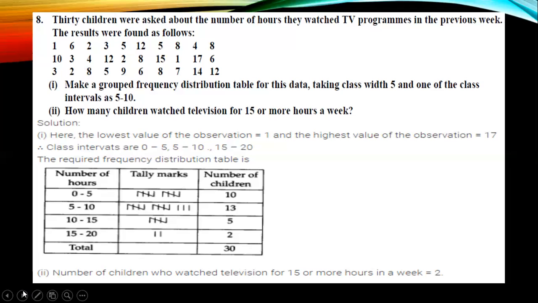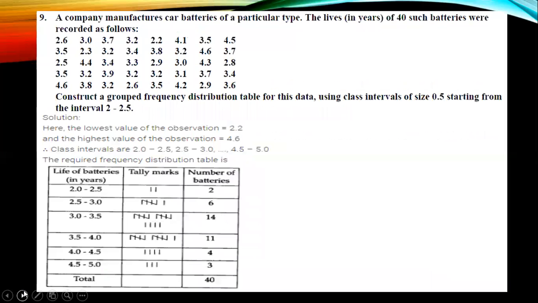Very similar to what we did with the previous 7 questions, the same you shall do with question number 9 also. Here, you have been asked to take a class interval of size 0.5. So as you could see, I just went with finding the lowest value of the observation, which is 2.2, the highest value of the observation, which is 4.6, and then came up with my class intervals. Please have a look at the solution, very similar to the process that we did for the previous 8 questions.